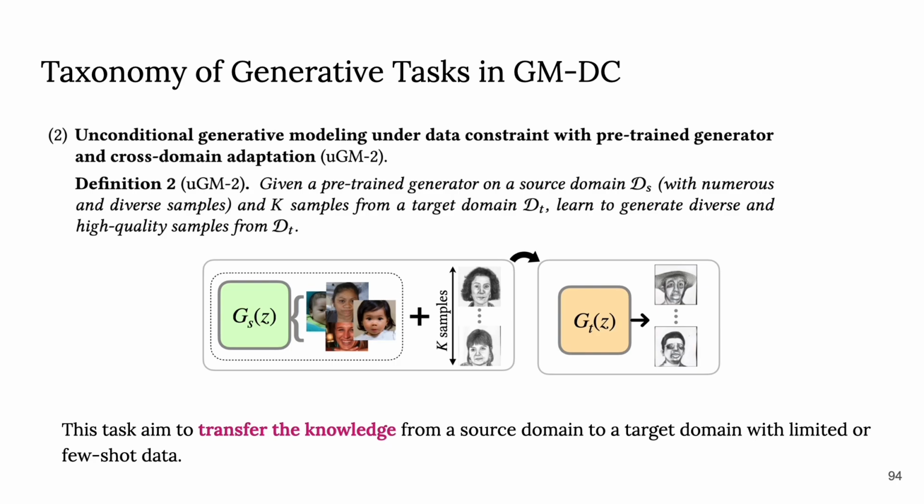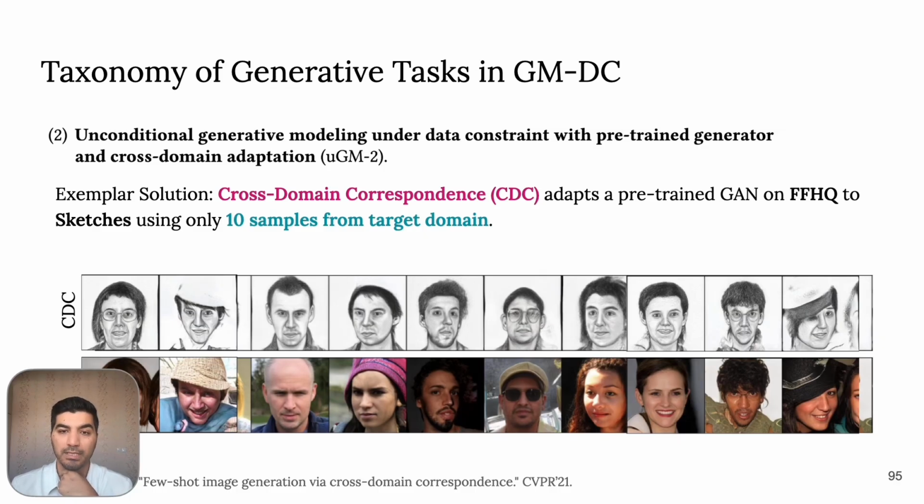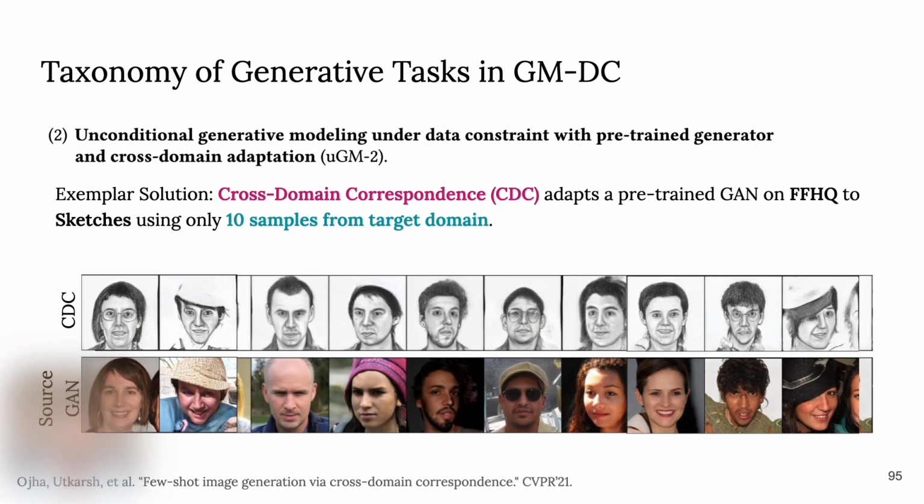And this task aims to transfer the knowledge from source domain to target domain with limited data. As a solution, for example, we have this CDC paper, which introduces a regularizer based on cross-domain correspondence. And this regularizer helps to adapt a pre-trained GAN on FFHQ to sketches using only 10 samples from target domain. So this is a few-shot image generation paper. On the bottom, you can see images generated from source GAN. And as you can see, the images have good quality and diversity.